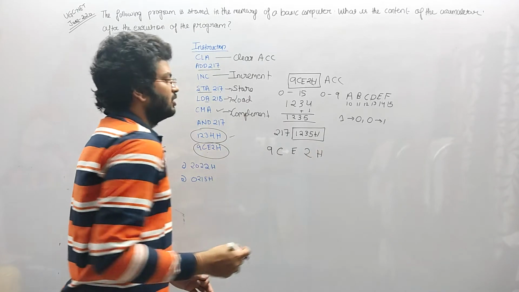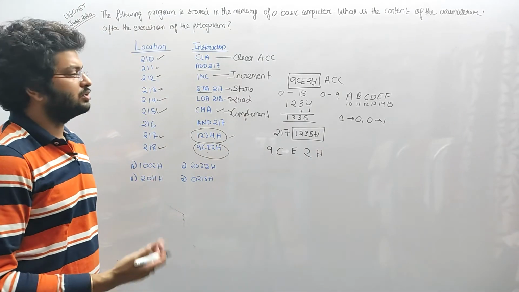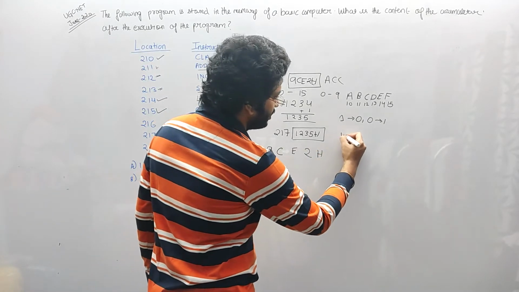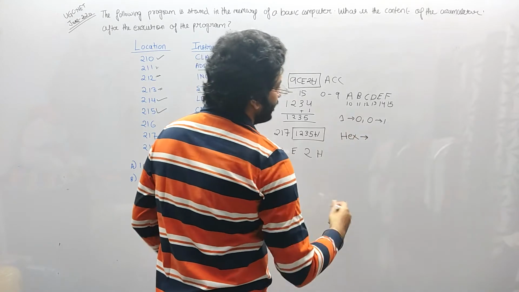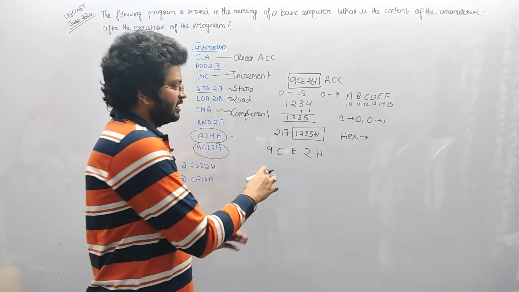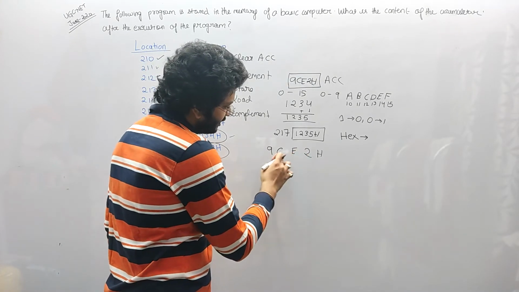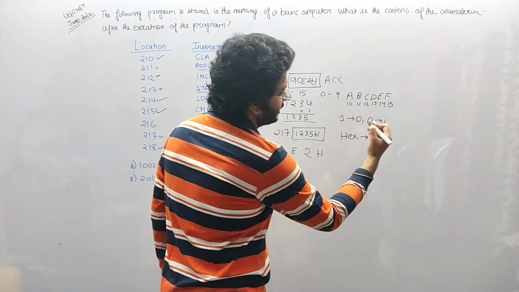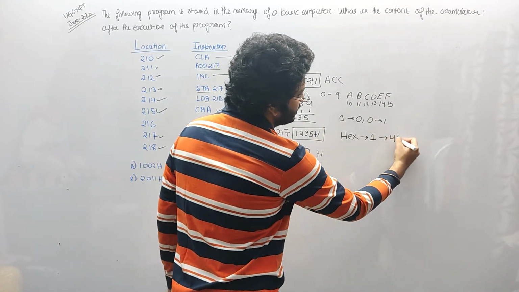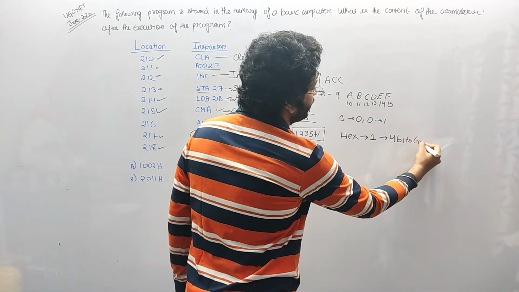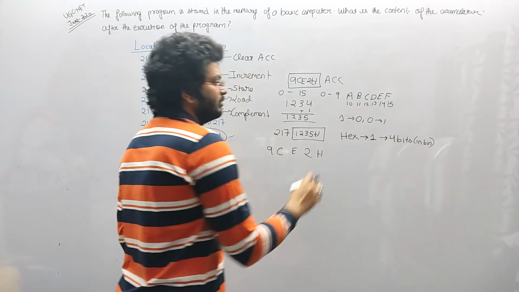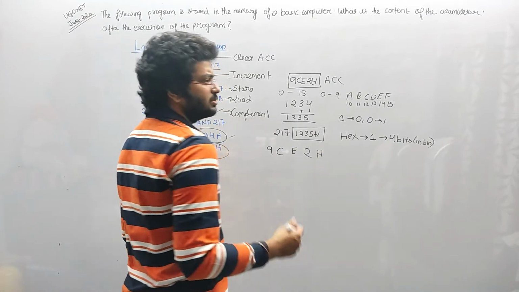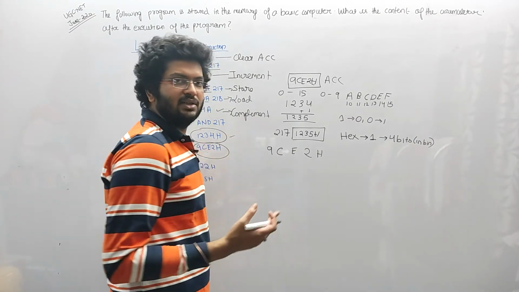9CE2H is hexadecimal, so for complementing we have to convert it to binary. It is a simple process. For a number in hexadecimal, to convert it to binary, every one digit in hexadecimal will be represented by 4 bits in binary, because hexadecimal has base 16 and binary has base 2.